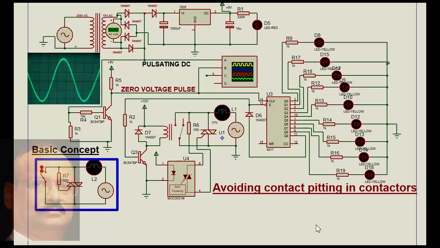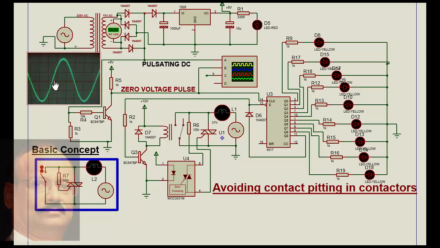Hello, we are going to discuss here a typical circuit which is useful for avoiding contact pitting in contactors. You see, what is contact pitting? Contact pitting is in our AC supply. When we switch on a particular load, we are not sure at what time period, at what time situation we are switching.